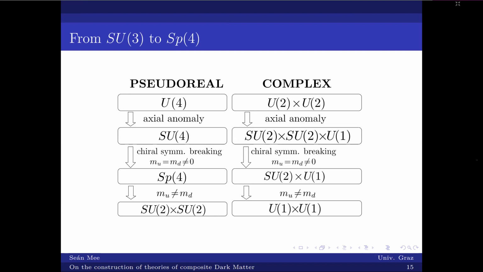Which, if we have non-degenerate masses, is broken down to just a U1 cross U1. For pseudo-real representations, we have this expanded global symmetry, a U4 broken to an SU4, which is broken to SU4 by chiral symmetry breaking. And even for the case of non-degenerate fermions, we actually retain this expanded SU2 cross SU2 global symmetry.